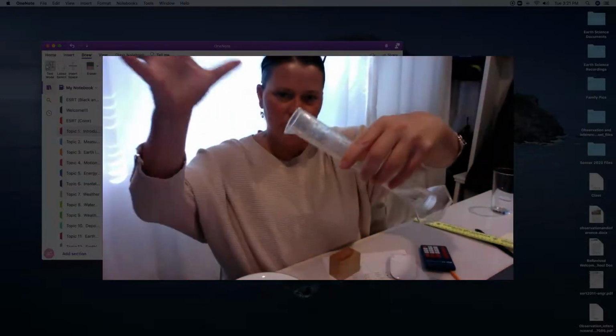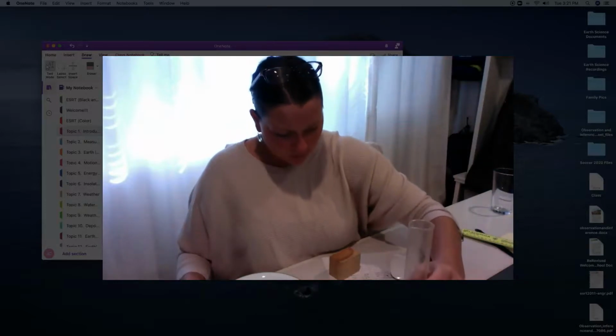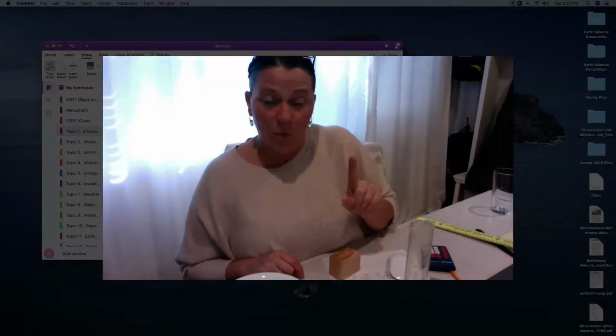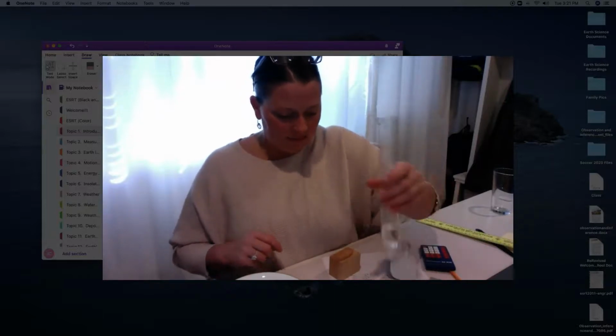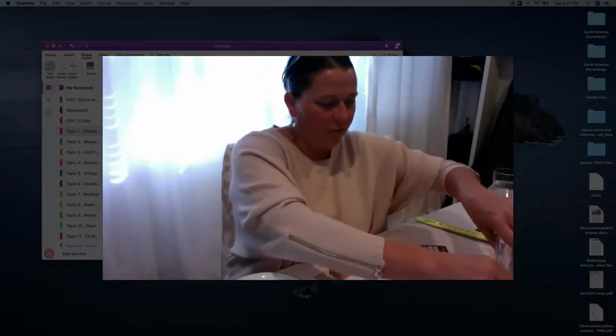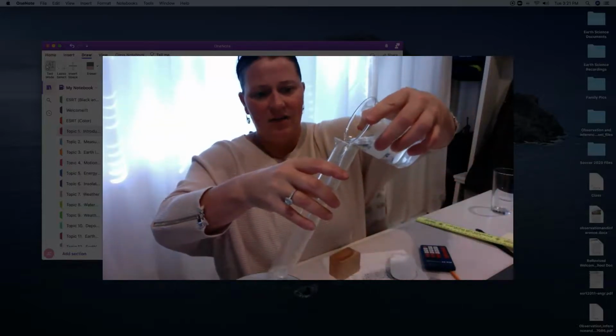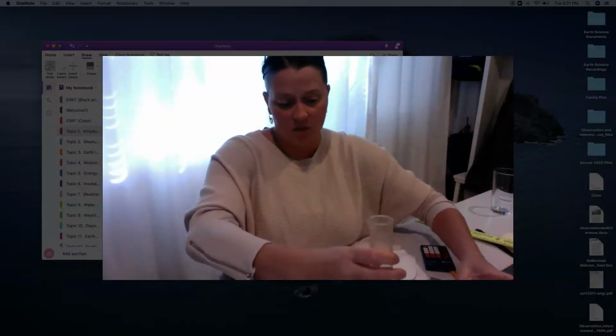I tilt it to the side and roll my bead in so it doesn't splash water out. When I rolled my bead inside, I started at 20 and now I am at 21, meaning that it has a volume of 1. So once I'm done with that, I'm going to remove my water and put a little bit of water back in again. You could start over, or you could just start from 21.